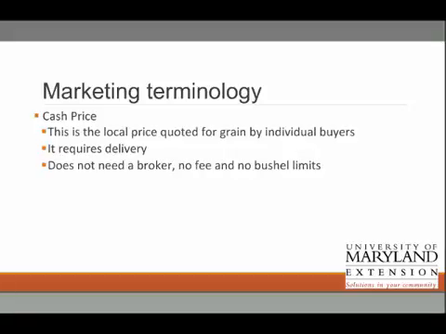When you do a cash price contract, it requires delivery, and you don't need a broker. There's no fee or bushel limits. So the cash price is the local price that's being offered for your grain. And it depends on when you're looking at cash price for delivery. So right now, maybe I have grain in storage, okay? Of course, it's out of the field by January, let's hope. And it's in storage right now. So maybe I want to know what today's cash price is. Or maybe I want to know what harvest cash price is when I would be physically delivering that grain. So we're talking about futures price and then cash price.